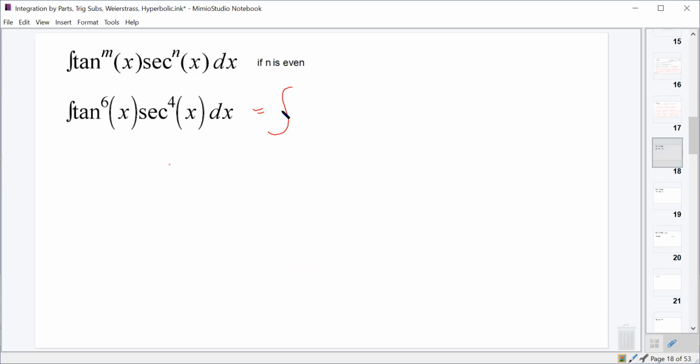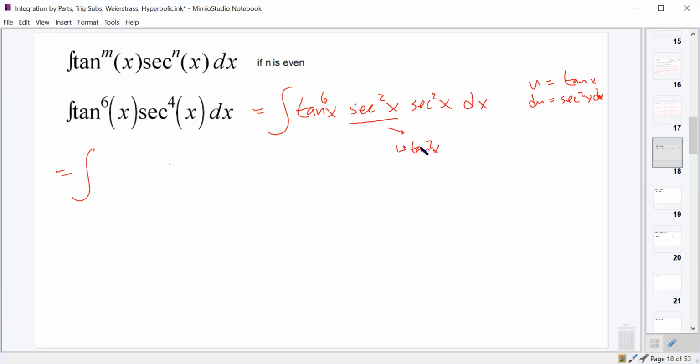So we're going to rewrite this as tangent to the 6th x times 2 secant squared x's multiplied together. And the reason for that is I know I can convert one of the secant squared x's into terms of tangent, and then I can let u equal tangent, which will allow my secant squared x dx to go away. So we're going to let u equal tangent x with du equal to secant squared x dx. So this will become the integral of, and we know that secant squared is equal to 1 plus tangent squared, right? So this will be the integral of u to the 6th times 1 plus u squared du.